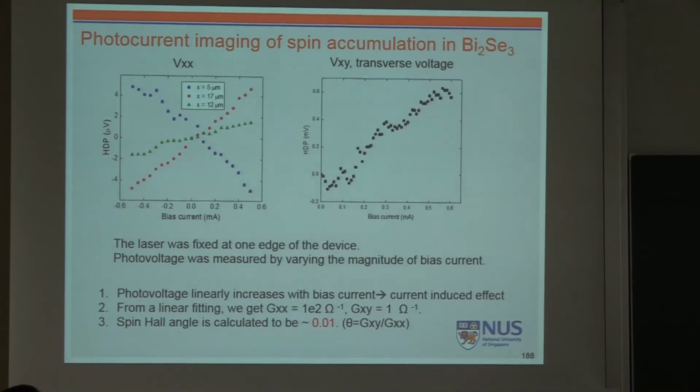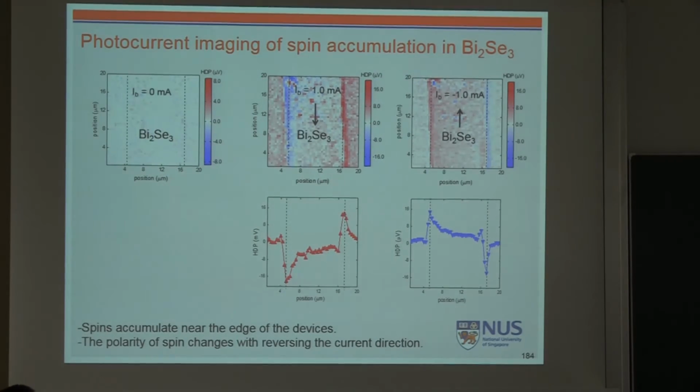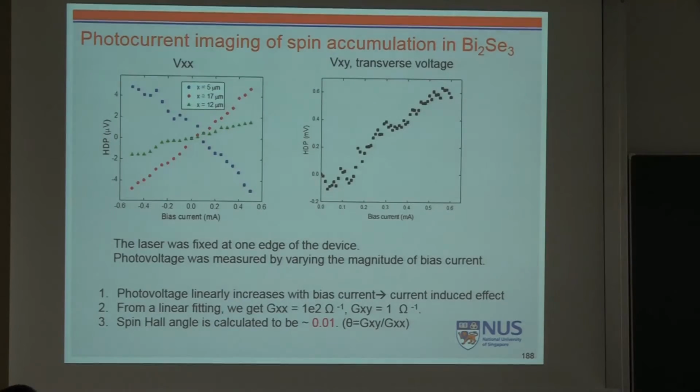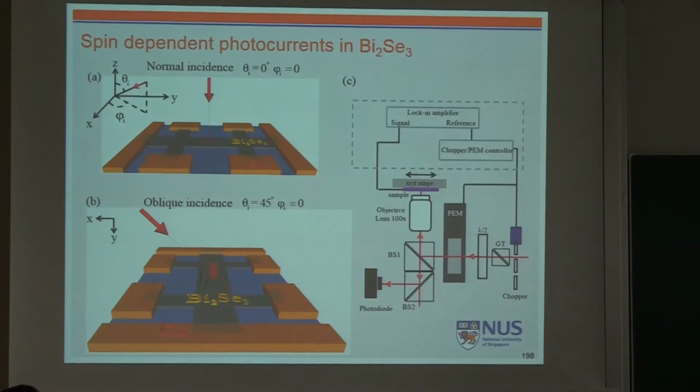Using photocurrent imaging, we can really look at the spin accumulation. One side versus the other side, we can see different color, meaning one spin accumulated at one edge, and the other spin accumulated at the other. Then we can look at optical conductivity and deduce the spin Hall angle. It's only 0.01, which is exactly the same as our spin pumping. Okay, and also, as I just mentioned in the beginning, the spin-dependent photocurrent is another application we can think about using topological insulators.